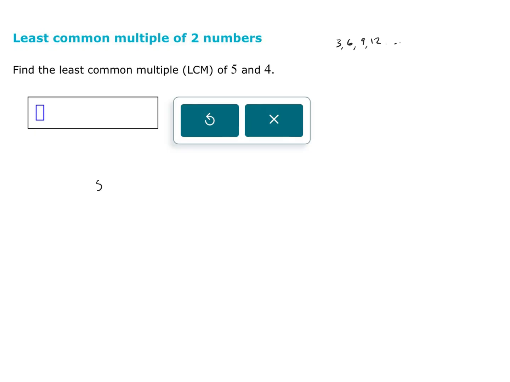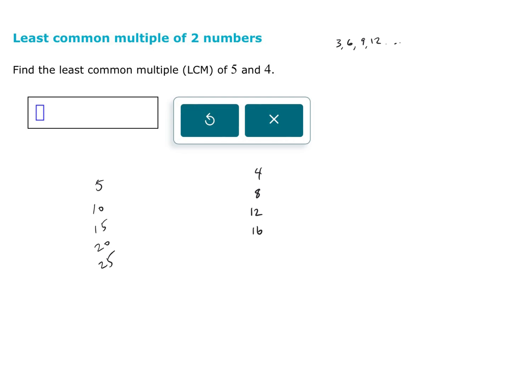So to find the least common multiple of 5 and 4, we're going to skip count by 5s, and then we're going to skip count by 4s, and we're going to look at ones that they have in common. I, again, usually start with the largest number, mainly because you're going to get to common multiples faster if you do that. So let's go ahead and list some multiples of 5: 5, 10, 15, 20, 25. And I usually list maybe 4 or 5 of them, and that's it. And then I jump over to the smaller number, and I list a few of those.